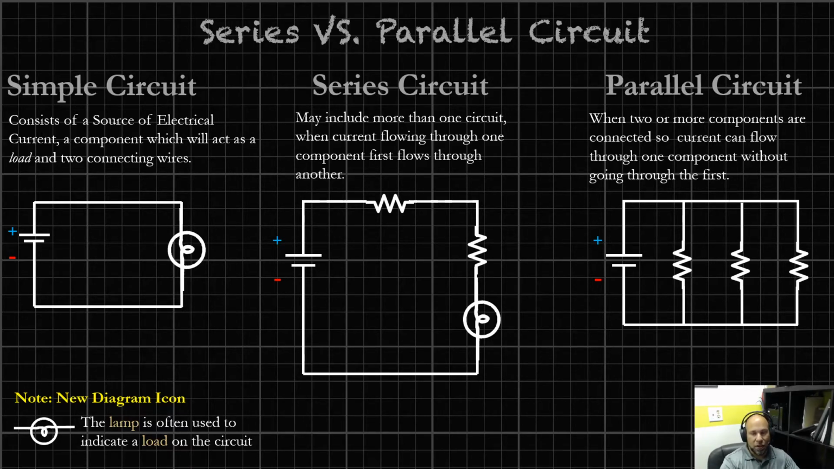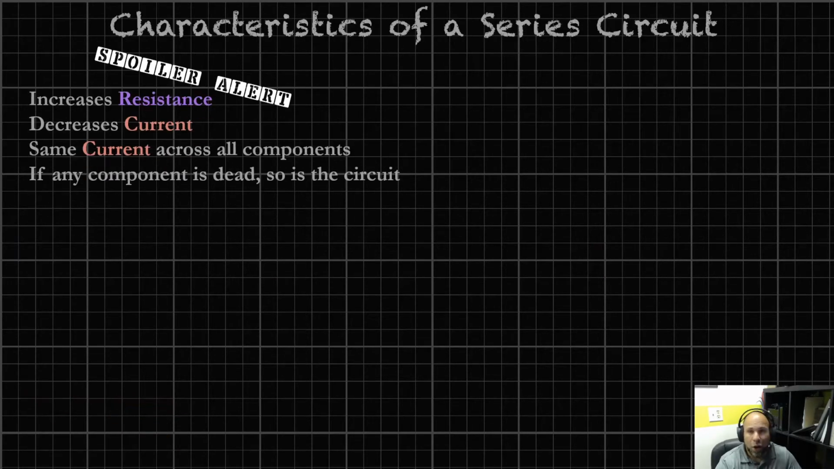All right, so let's learn some individual characteristics of these, and then we'll get into how we're going to use them. All right, let's get into some additional characteristics of a series circuit. In a series circuit, much like what we've heard before, if resistance, the barrier to the flow of electricity, increases, then it's going to decrease the amount of current. It's going to decrease the quantity of electricity flowing through a circuit.